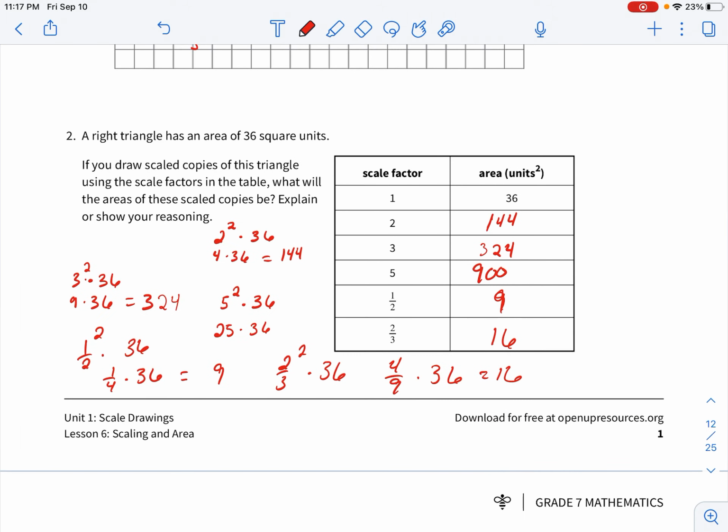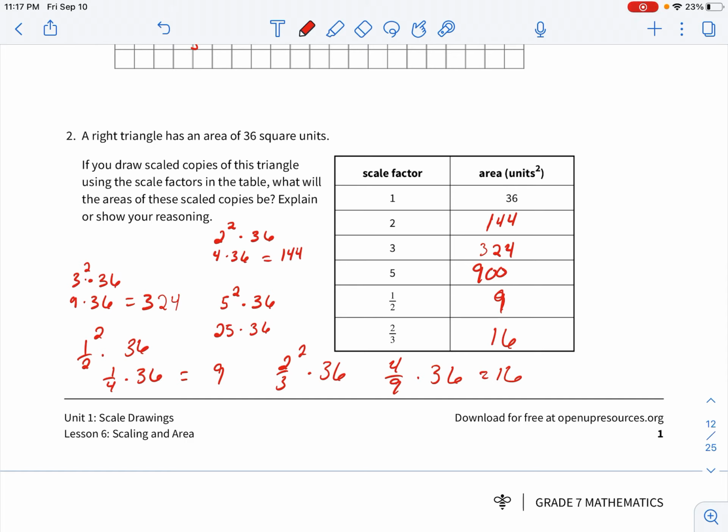All right, here it tells us that a right triangle has an area of 36 square units. So this would be similar to what we did in the notes. And the big takeaway there in the notes was that the area changes by the scale factor squared. So whatever the original area is, you're going to multiply that by the scale factor squared. And scale factor squared just means the scale factor multiplied by itself. So that's what I did here. So 2 squared times 36. 2 squared is 4. 4 times 36 gives me 144.